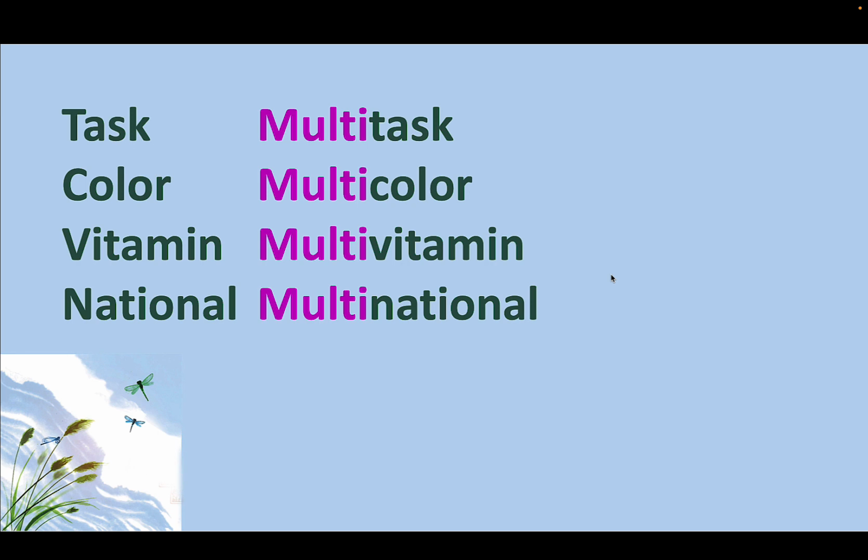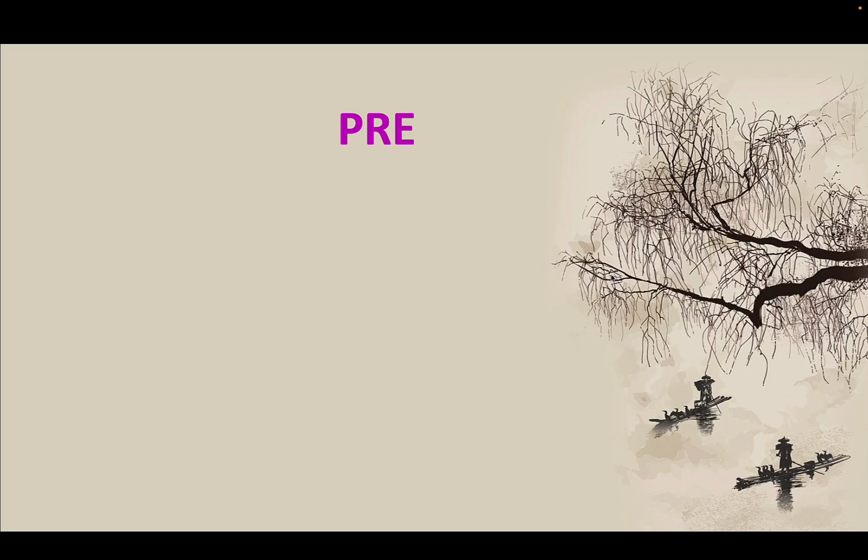Our daughter is trinational. That's using the word tri. What does that mean again? That's 3, isn't it? She is a citizen of Vietnam, Canada, and the United States. Trinational.